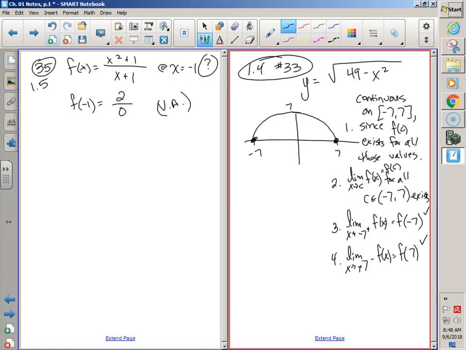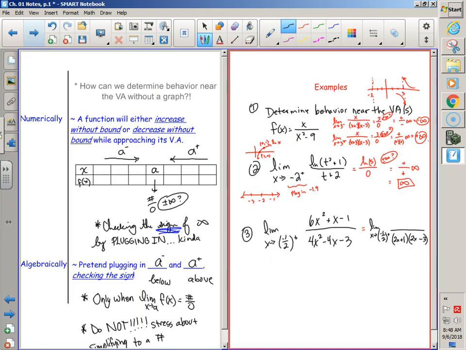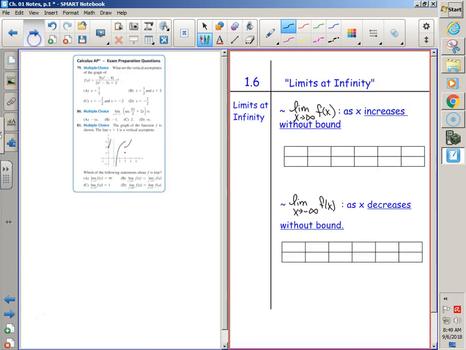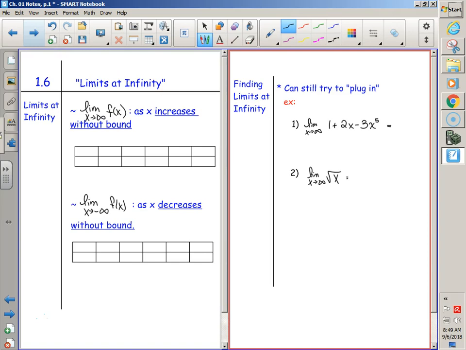Section 1.6, horizontal asymptotes. Horizontal asymptotes, the very last section. We did vertical asymptotes in 1.5. Now we have horizontal asymptotes in 1.6. You got this.